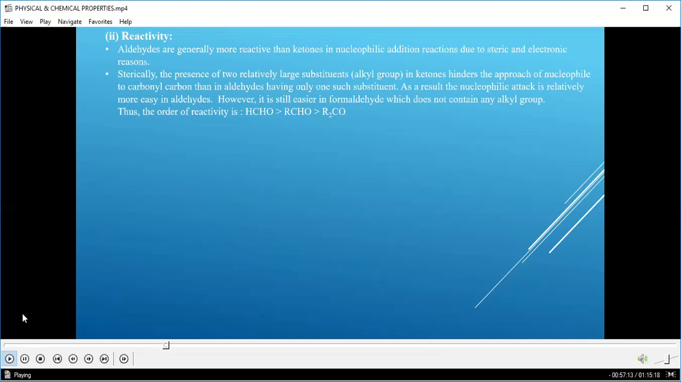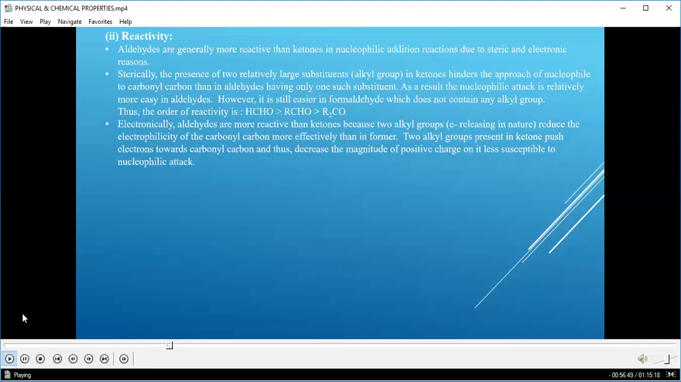is HCHO. Thus, the order of reactivity is: formaldehyde is more reactive than any other aldehyde, say ethanal, propanal, butanal, and aldehydes are again more reactive than any ketone.